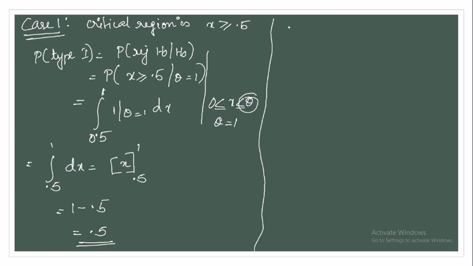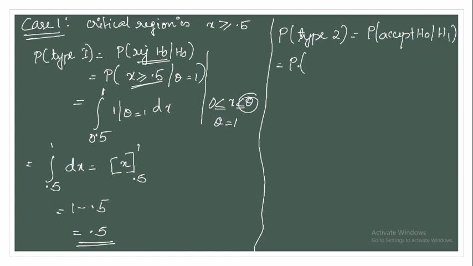When x greater than or equal to 0.5, what will be your probability of type 2 error? This is equal to the probability of what? Accepting H0 given H1. So how will you write that? Rejecting H0 means x greater than or equal to 0.5. Accepting means x less than 0.5 given H1. H1 means theta is equal to 2.